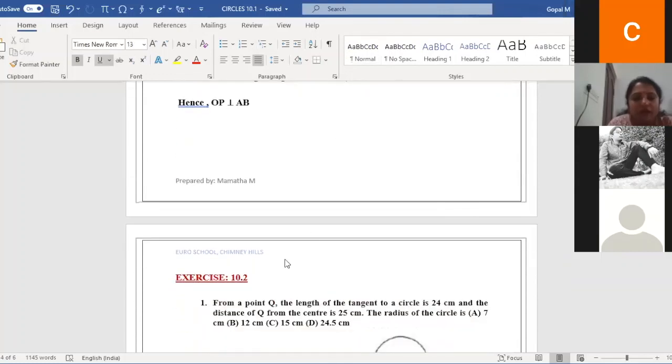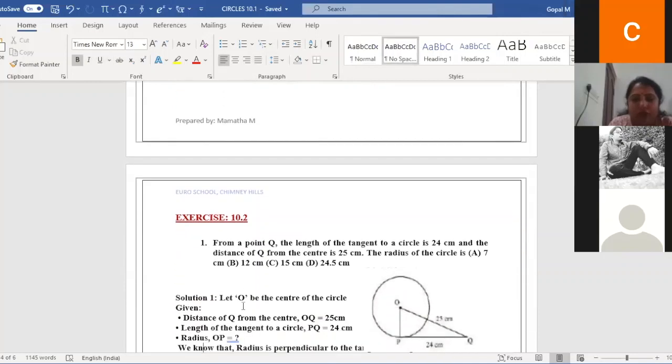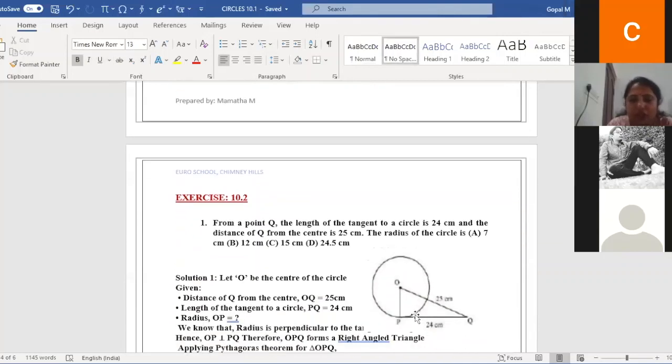You can see the figure now, children. From a point Q, the length of the tangent to a circle is 24. From Q to P, it is 24 centimeters, and the distance of Q from the center is 25 centimeters. What is the radius of the circle? So what do you need to apply here?